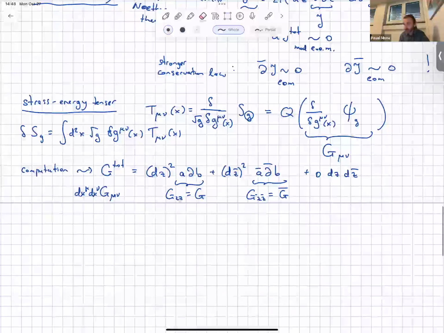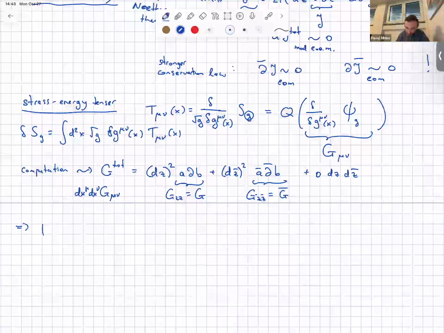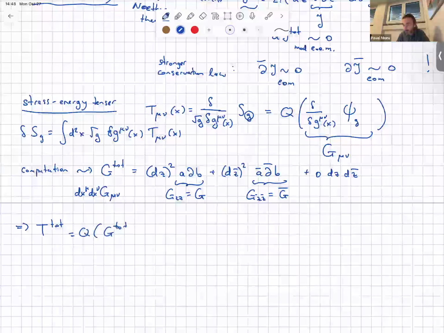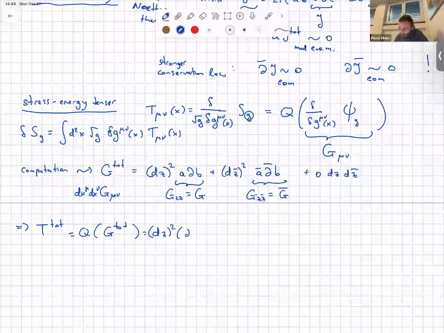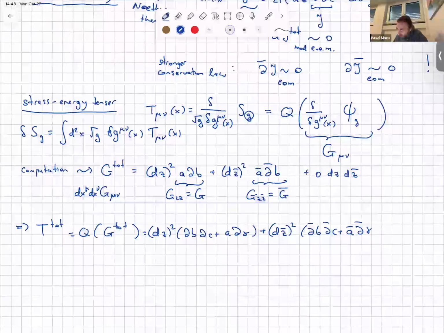And then I can calculate the stress energy tensor as just Q of G. Again, it's a small computation, which gives me the following: dz squared times del B del C plus A del gamma, plus dz bar squared times del bar B del bar C plus A bar del bar gamma bar. And that's it, plus 0 times dz bar.